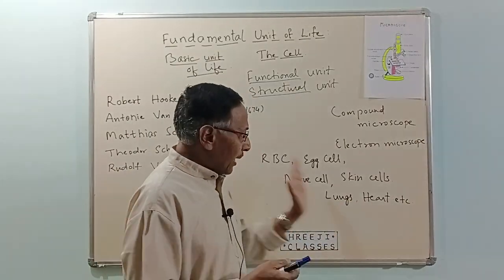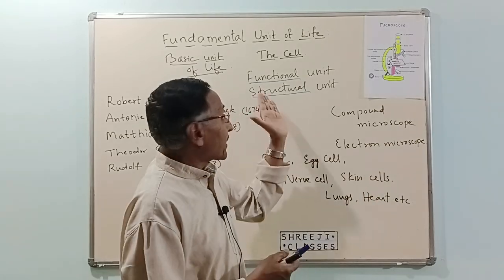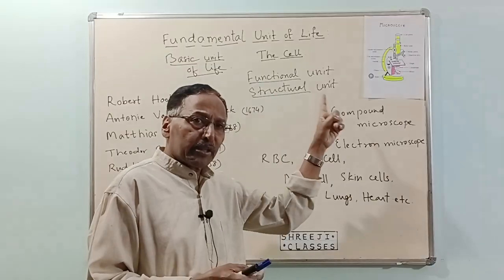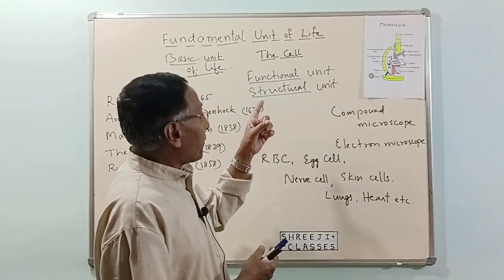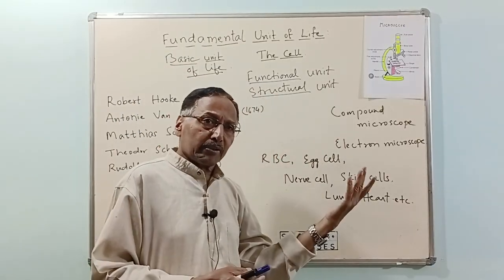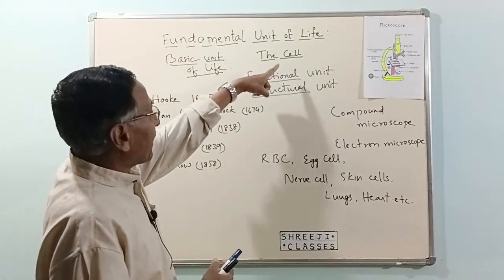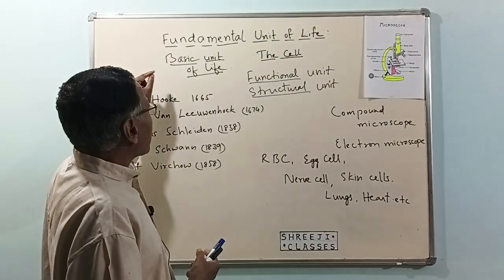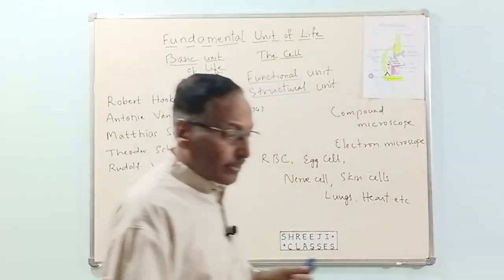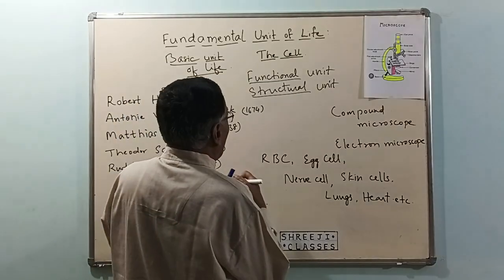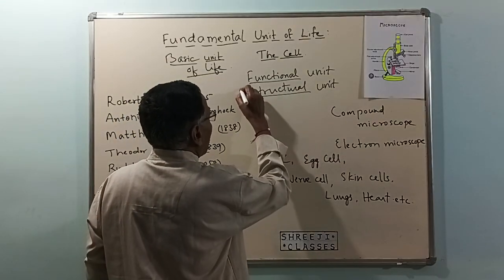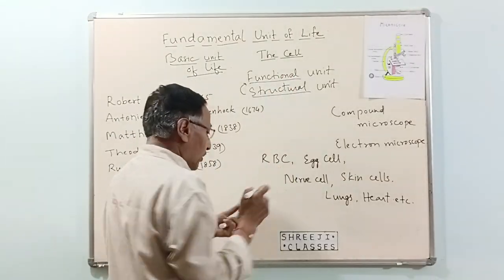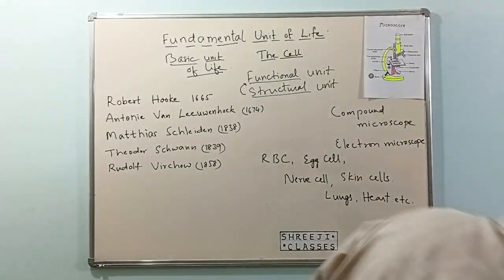See, different types of cells are there. Why do they have different structure, different shape? Because they have different functions. Depending on the function, they have different structure. That's why the cell is defined not simply as the fundamental unit of life or the basic unit of life, it is called the structural and functional unit of living organisms.